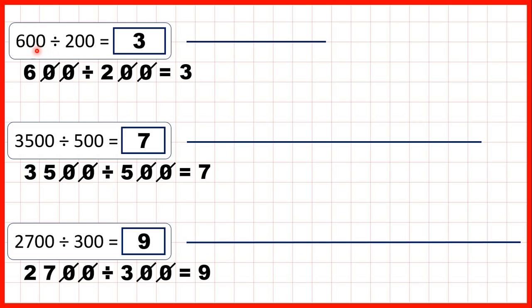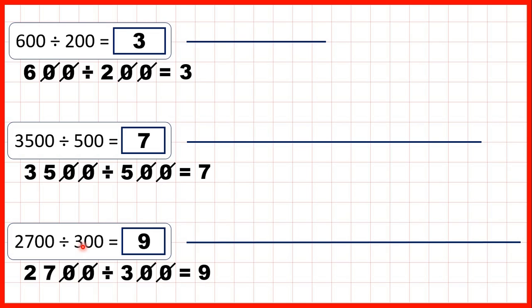So remember, 600 divided by 200 gives the same answer as 6 divided by 2. 3,500 divided by 500 gives the same answer as 35 divided by 5, and we can cancel our end zeros in this last question as well and just answer 27 divided by 3.